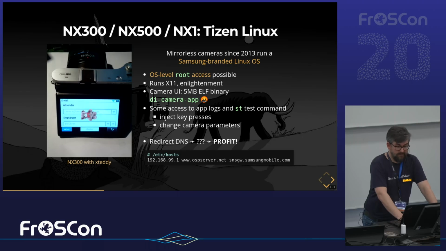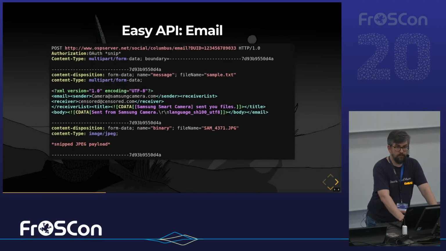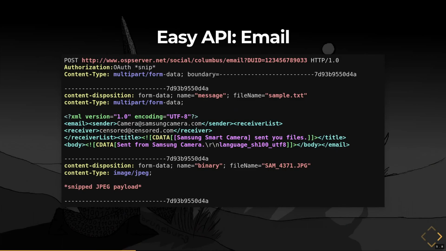Given root level access, it was rather easily possible to redirect traffic from the camera just by modifying the hosts file on the camera. So from that, it was possible to rather easily obtain access to their API implementation. And the first one was transmission of emails. This is one of the example requests that the camera generates when sending an email. It is luckily unencrypted HTTP.